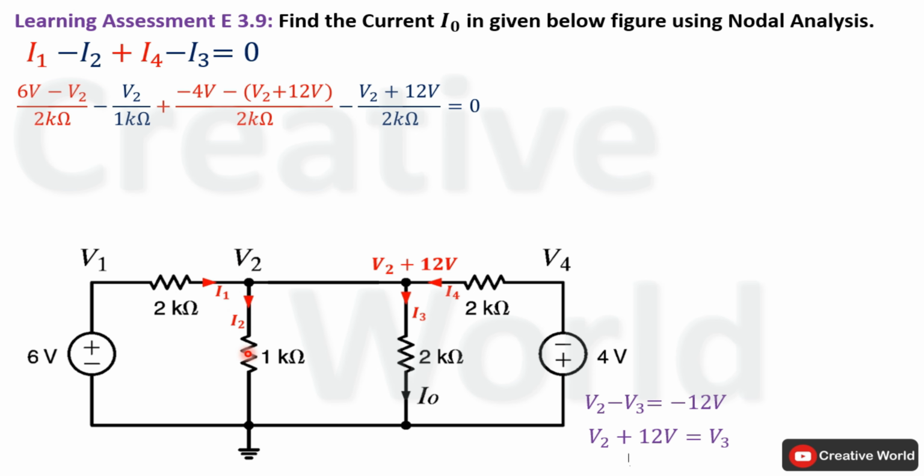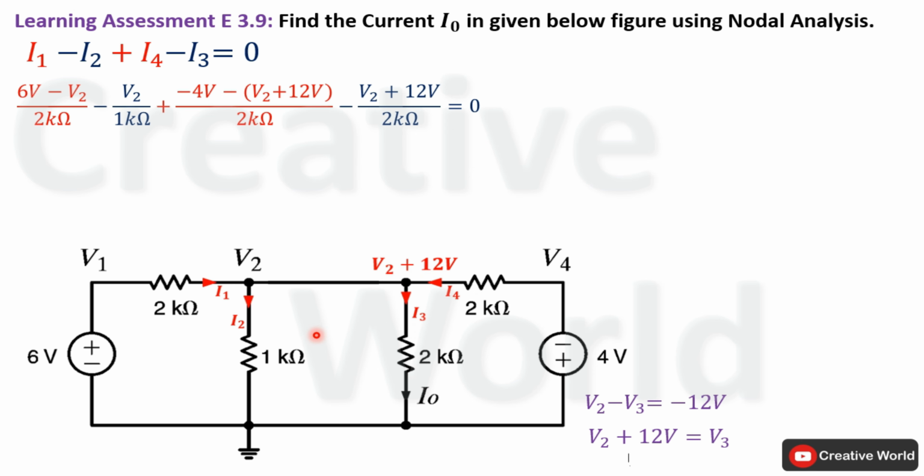Similarly, current I2 will be equal to V2 divided by 1 kilo ohm and it is taken with negative sign because it is a leaving current. Now current I4 will be equal to the potential difference of these two voltages divided by the resistance. Here the direction of current I4 is towards this node, which indicates that minus 4 volt will be on higher potential than this node voltage, which is V2 plus 12 volt. So the equation of current I4 will be minus 4 volt minus (V2 plus 12 volt) divided by 2 kilo ohm. Similarly, current I3 will be equal to (V2 plus 12 volt) divided by 2 kilo ohm.